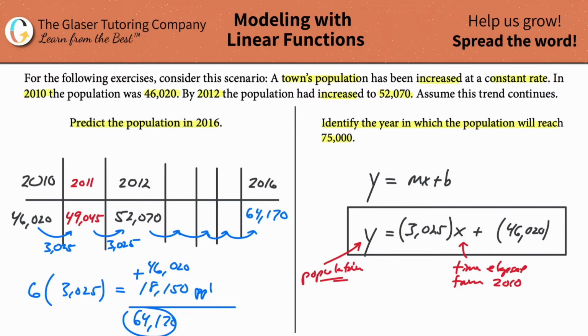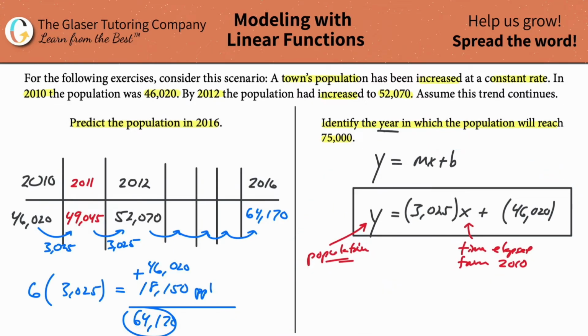So what I'm going to do here is it wants me to identify the year. I can find the time elapsed to then help me identify the year. What I get as an answer for this will not be the overall answer, but it's going to help me get there. So watch what I'm going to do. They told me the population is going to be 75,000 at some future point in time. So I'm going to plug in the 75,000 for y. The 3,025 stays the same.